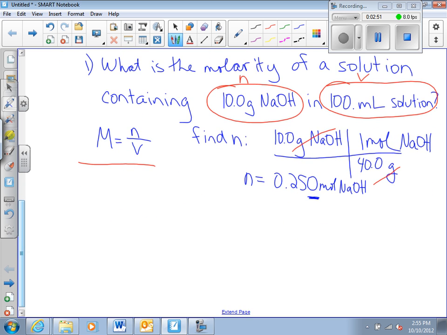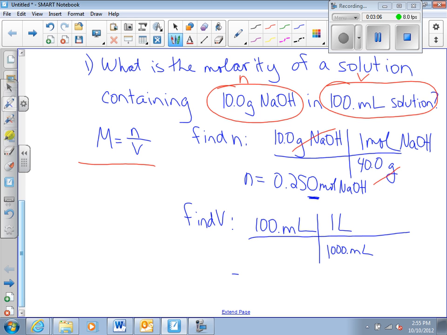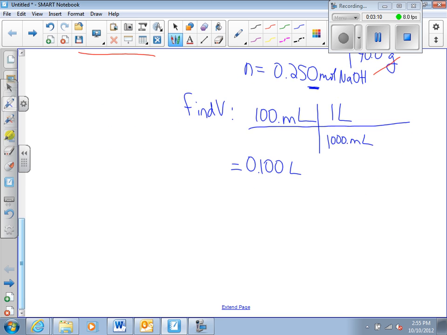Now we need to find our liters. Find V. We have 100 milliliters of solution. And hopefully you all know that there are 1,000 milliliters in 1 liter. And that would come out to 0.100 liters. Why did I put those zeros there? Why are these zeros important? Sig figs. I started with 3, and I want to keep 3 right here.